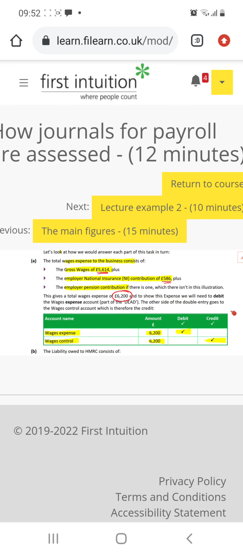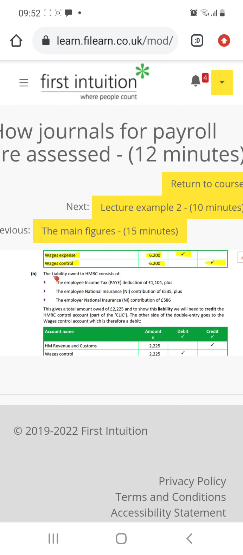Now, part B asks us to think of what is the liability to HMRC. So remember, what needs to be handed over to Revenue and Customs? Well, anything that you take off the employee's gross wage essentially belongs to HMRC. So any income tax that we deduct from employees, we have to hand over to HMRC on their behalf. In this case, there's the income tax of 1104.